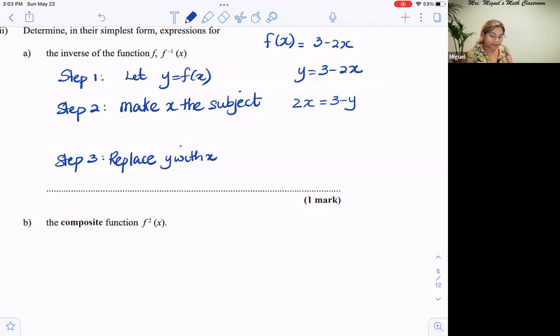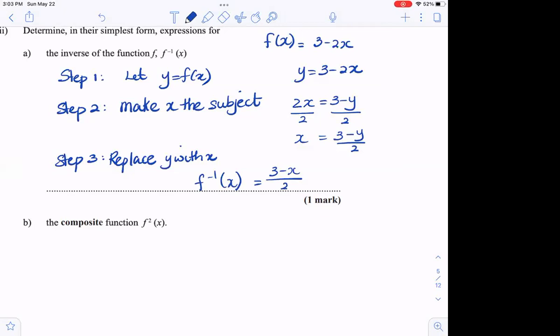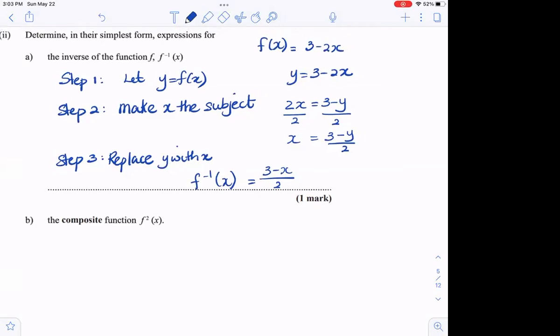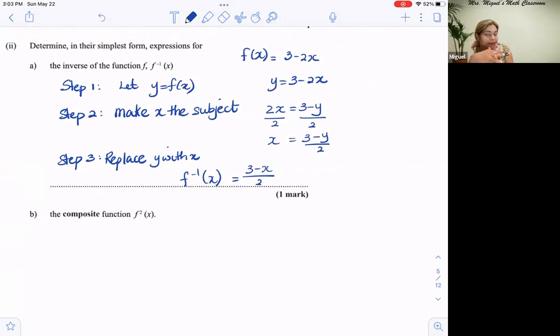Right, we are supposed to get, we divide both sides by 2. X is equal to 3 minus y on 2. So f inverse of x is 3 minus x on 2. Did you all get that? Yes, miss. The next thing is we are going to find a composite function.